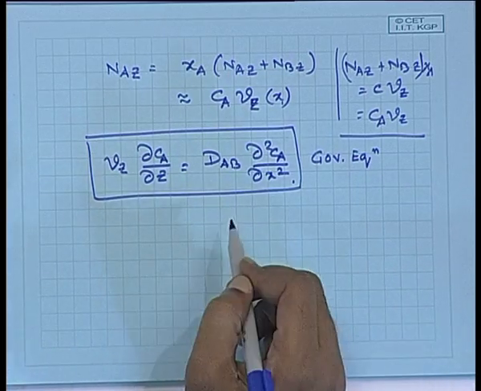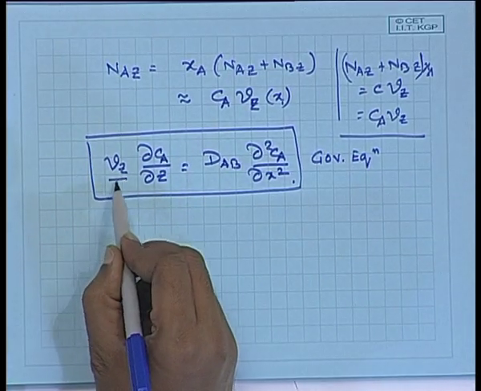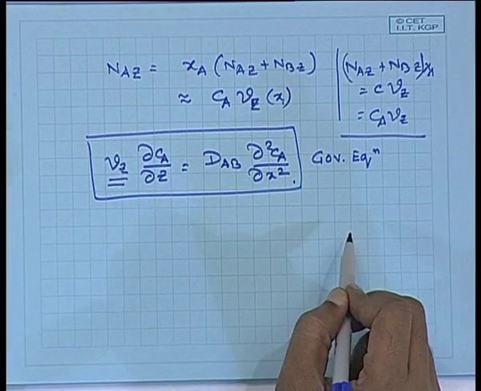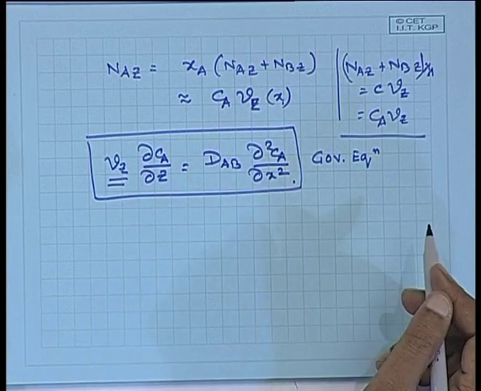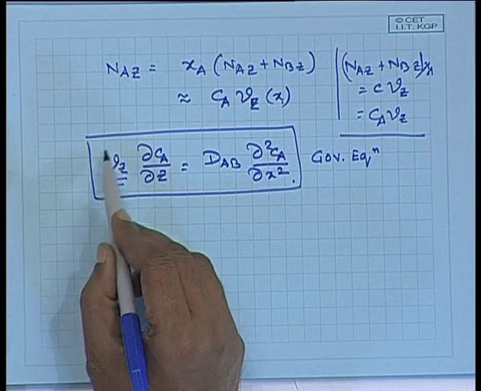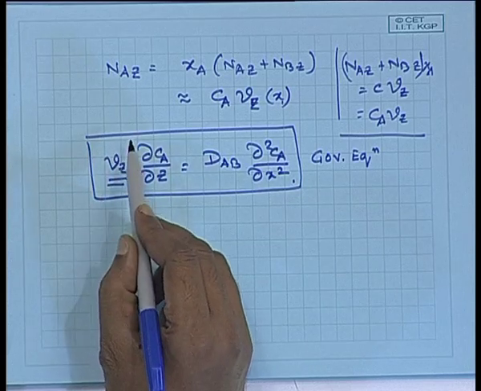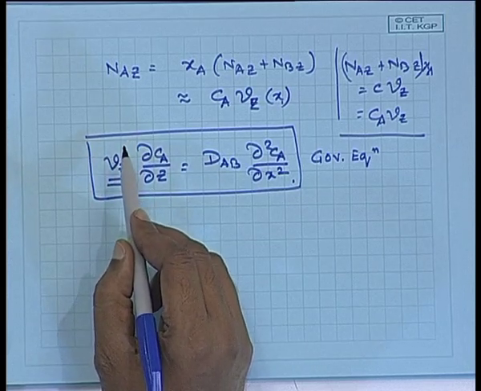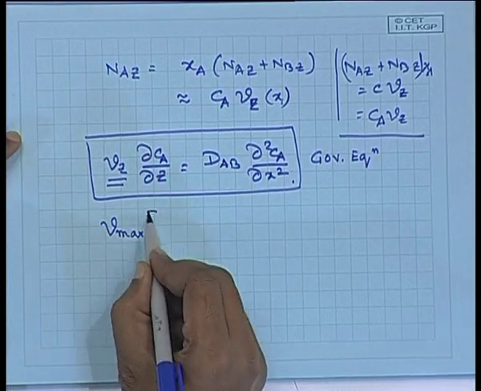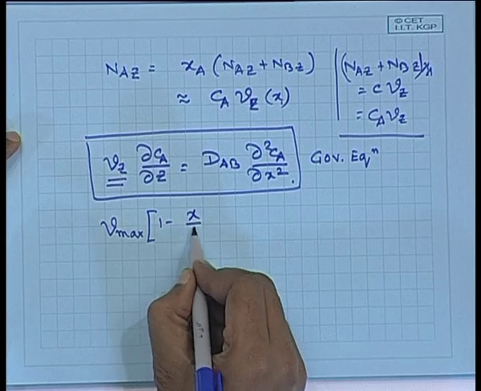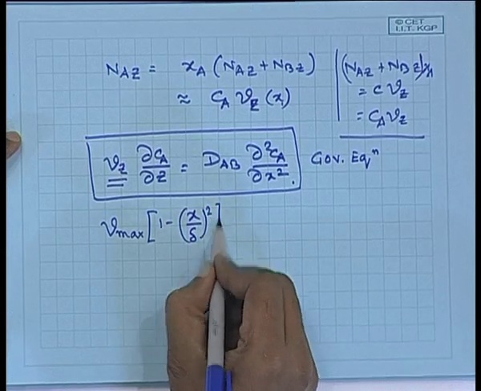Before I integrate this, I have to do something about Vz. Vz is not a constant. Vz varies with x. What kind of variation do we have for Vz? This part we have already solved previously in our fluid mechanics part of the problem. So that would simply be Vmax times 1 minus x by delta, where delta is the film thickness.